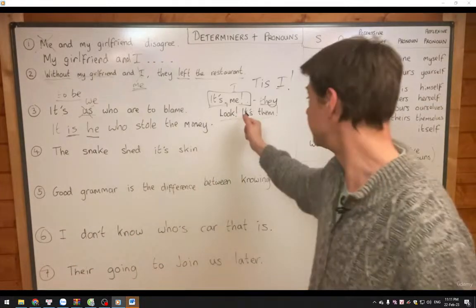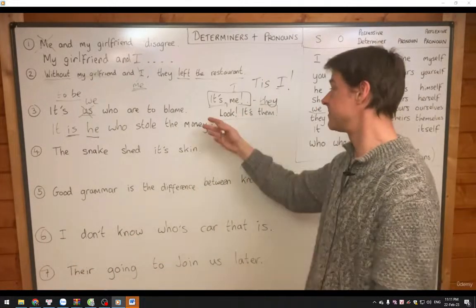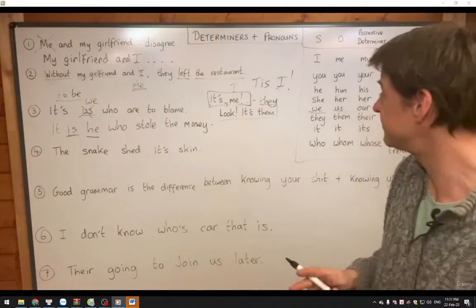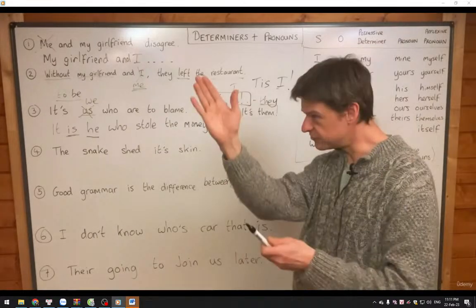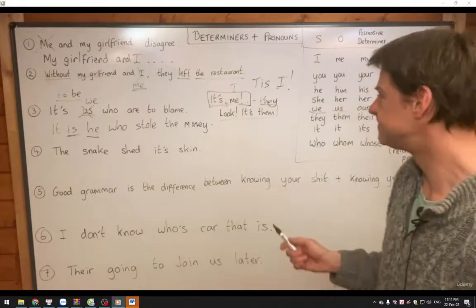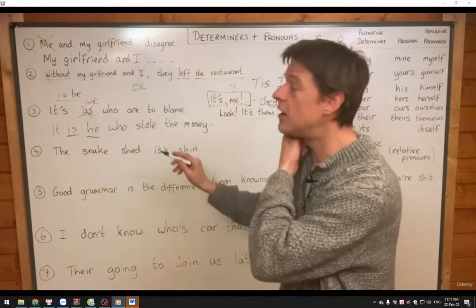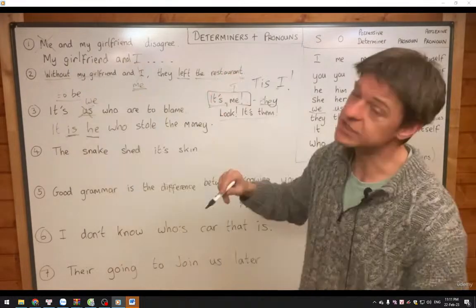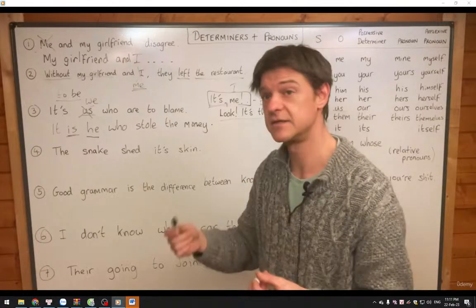It's a very common mistake grammatically, but is it a mistake anymore? Because everybody says it. So it's one of those ones where it's difficult to say, is it a mistake or not? Okay, so I hope that's clear. After the verb to be, we ought to actually use a subject and not an object.